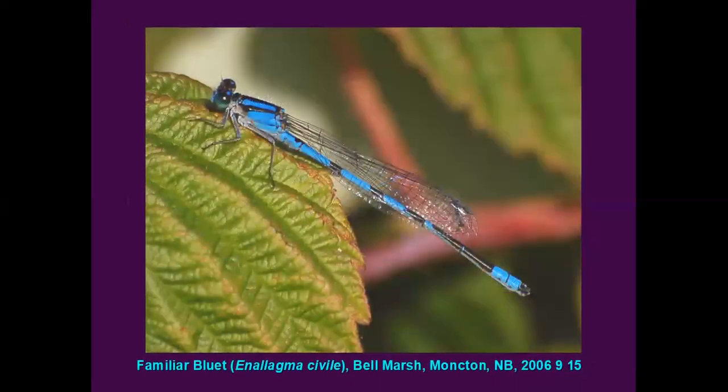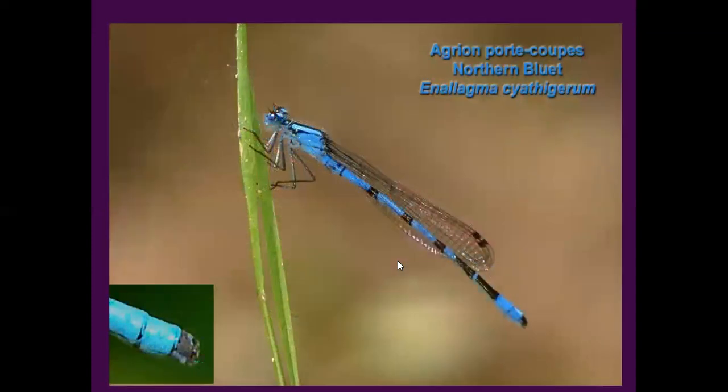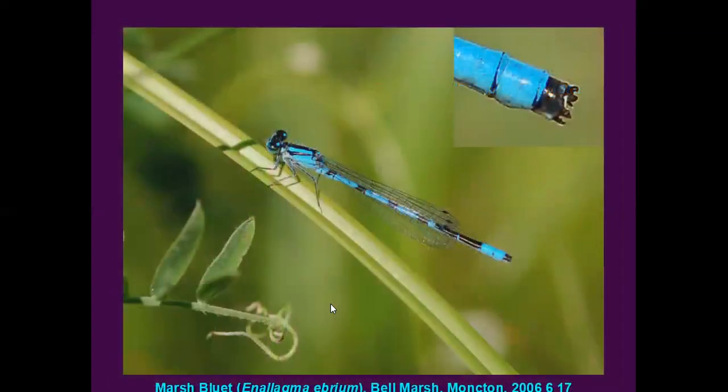The familiar bluet, which is also another very late flying damselfly. I've seen one as late as November 8th at Fundy National Park, so they're still on the wing. I saw one yesterday, actually, at McLaren Pond in Fundy. Quite a large bluet. The northern bluet with a close-up of its claspers. So that's how you distinguish the boreal from the northern bluet, is the shape of the claspers. And you'll see more claspers coming right up.